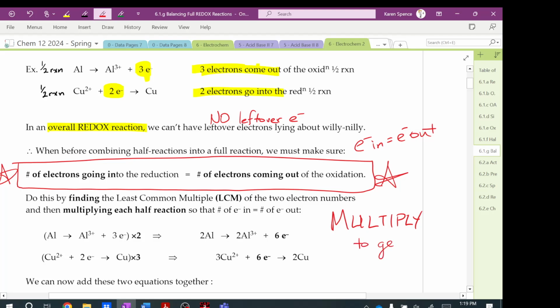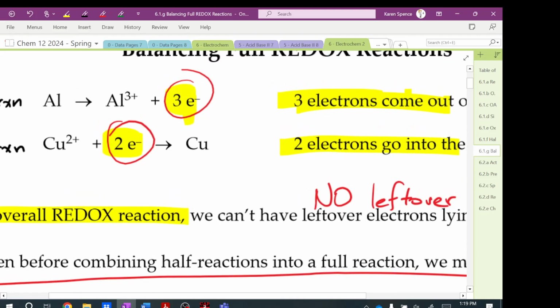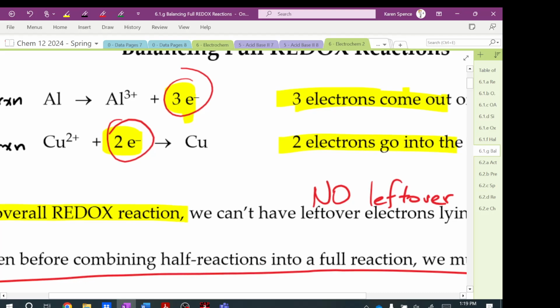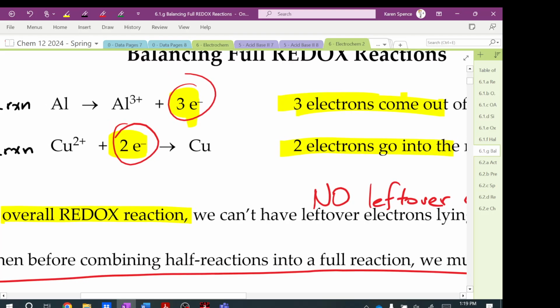To get the LCM, the lowest common multiple, we look and say, I have 3 electrons and 2 electrons. What is the lowest common multiple of 2 and 3? 6. So I don't want to have 2 electrons, I don't want to have 3 electrons, I want to have 6 electrons.